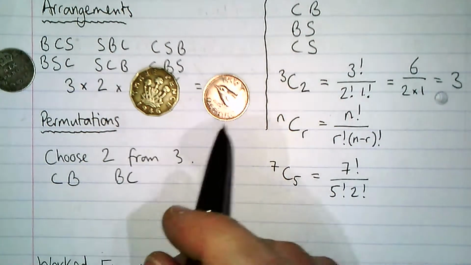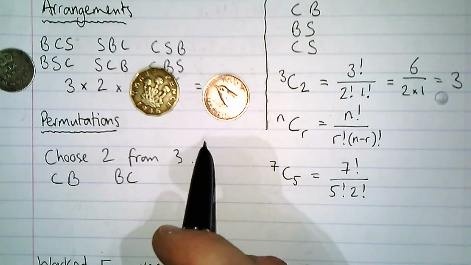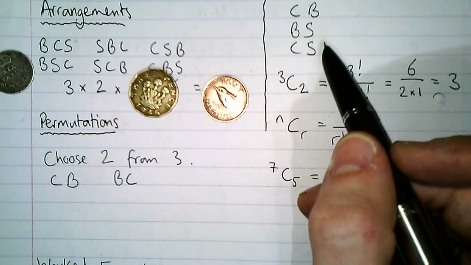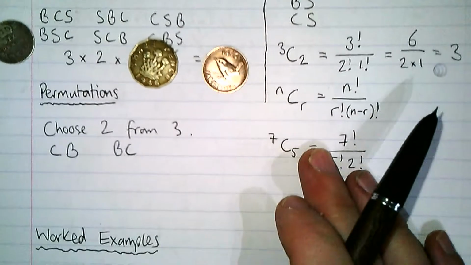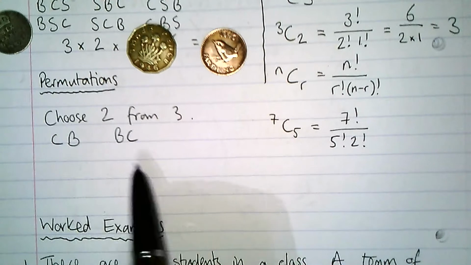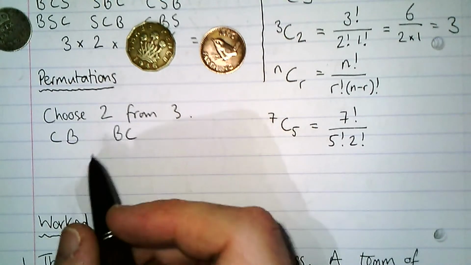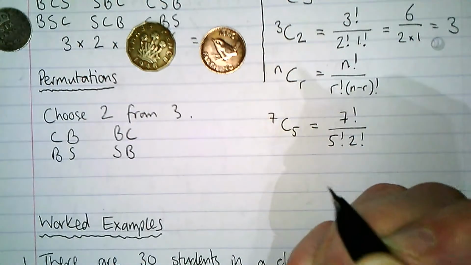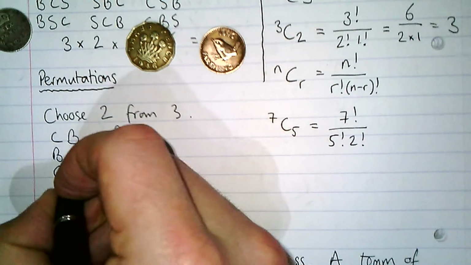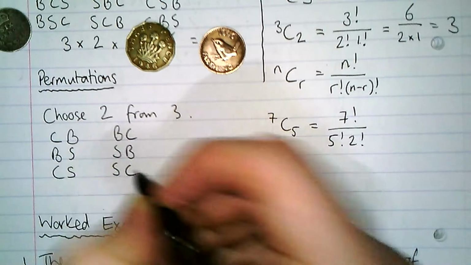If you're just thinking in terms of choosing 2 coins from a list of 3, then yes, it's a combination that you're looking for, and the order doesn't matter. But here, if you're looking for, say, positions in a race, then the order does matter. We also had brass and silver, so we could have silver and brass, and then finally we had copper and silver, so we could have silver and copper.